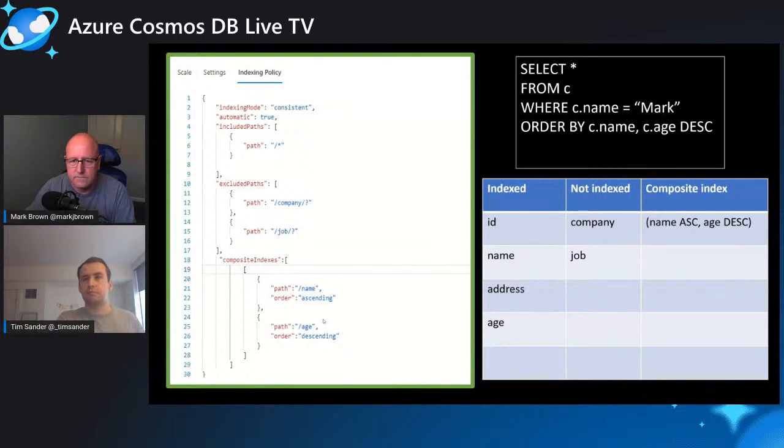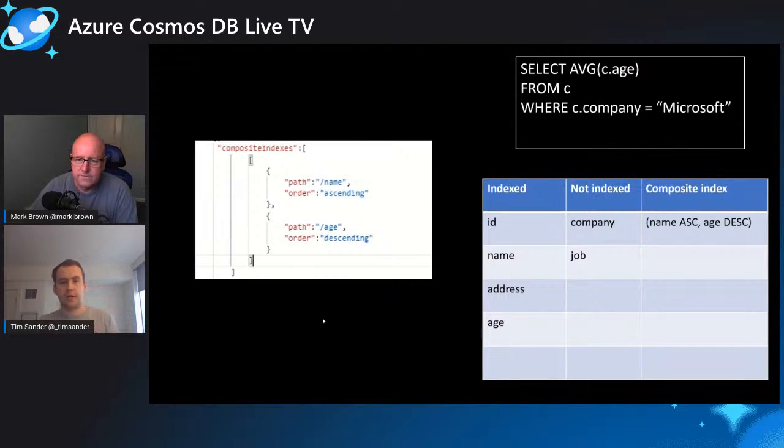Okay. So next example, it'll be a question for you. I have an aggregate query here where I'm taking the average age of employees at Microsoft. Now, if I run this query and I find the RU charge is okay, but it's not quite as good as I want it to be, what should I be thinking about in this case if I have an aggregate query with a filter? Wait, ask the question again? Oh, so what type of index should I be thinking about here if I have an aggregate query and a filter?